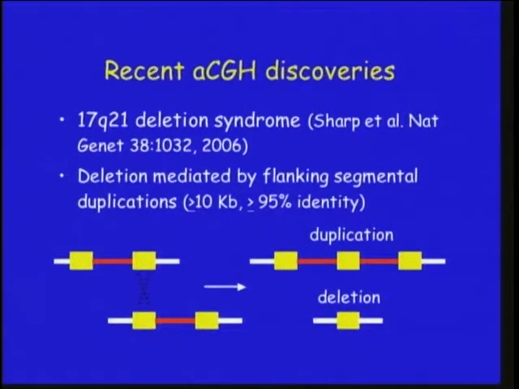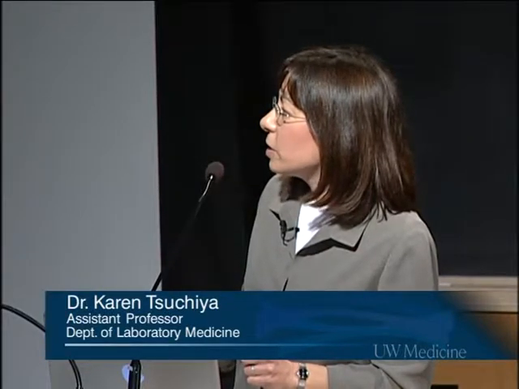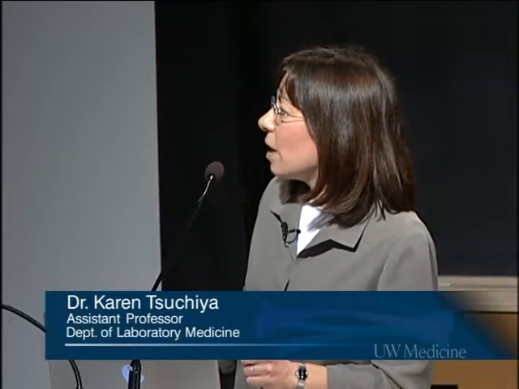This deletion seems to be mediated by what are called flanking segmental duplications. These have also been termed low-copy repeats. These are stretches of DNA that are at least 10 kilobases in size, and they have at least 95% sequence identity to each other. And down here, there are segmental duplications that are shown in yellow.